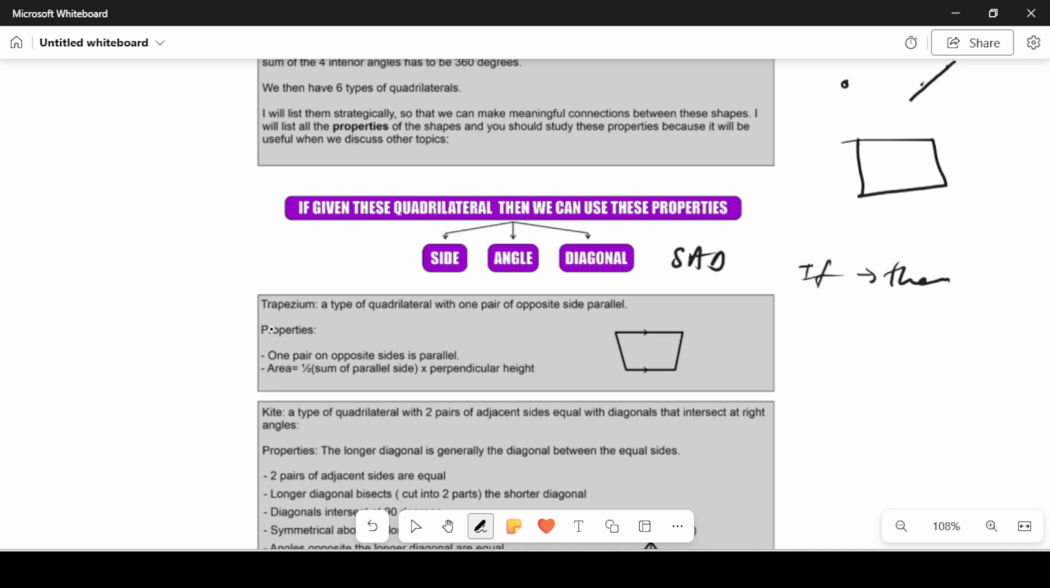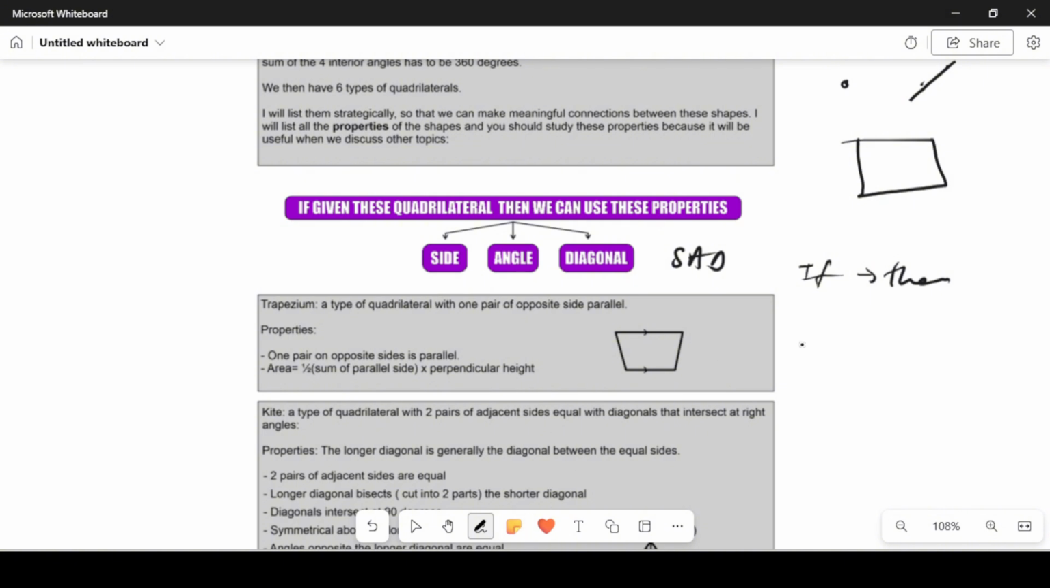So the trapezium, a type of quadrilateral with 1 pair of opposite sides parallel. So that's the definition of it. What are the properties? One pair of opposite sides parallel. So you can see I listed the property involving a side. What is the area of a trapezium? It is half the sum of the parallel sides. So we add this and this together and we multiply it by the perpendicular height. So that's how we get the area of the trapezium.